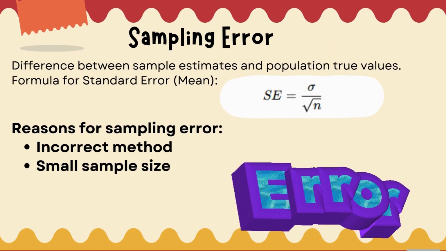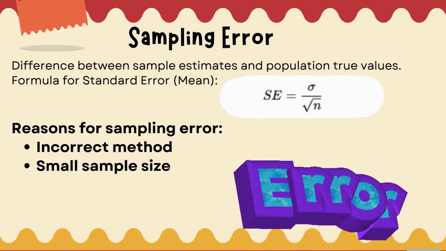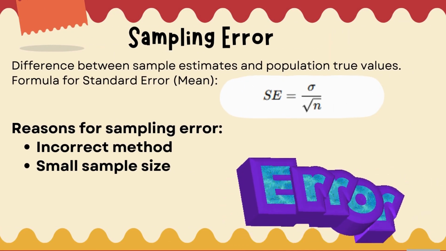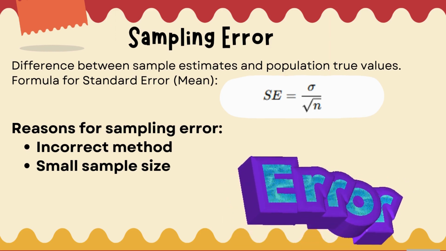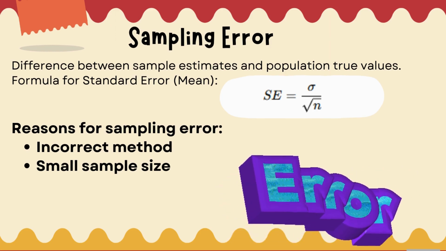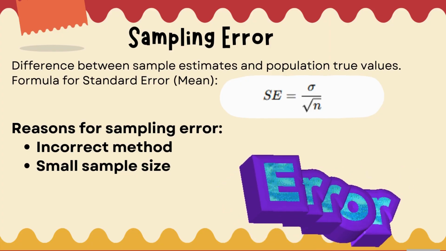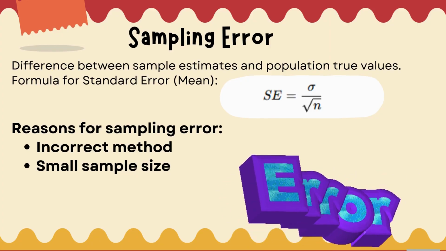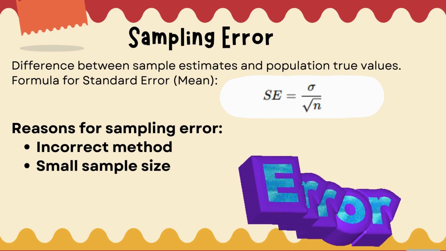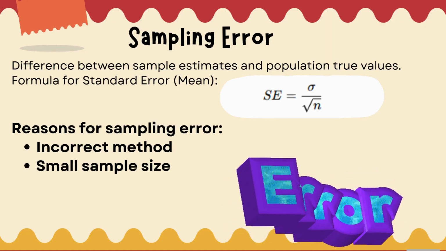Now, sampling errors. We distinguish between two main categories of errors in sampling. Sampling error. This is the difference observed between the sample estimate and the population's true value. Reasons include utilizing an incorrect method or employing a small sample size. The formula for standard error is provided for calculation.